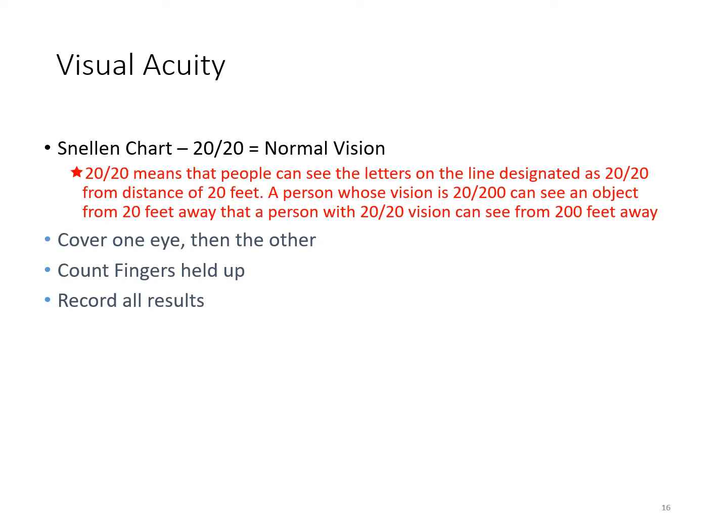Okay. So we have what is known as a Snellen chart. This is one way for us to assess visual acuity, right? Your normal vision is considered 20/20. I'm going to explain the Snellen chart in a second. There are different ways to assess your visual acuity as well. You can cover one eye, see if they can see, then you do the other eye, right? You ask them to count your fingers, and then you're basically recording all results. All of that is helpful.